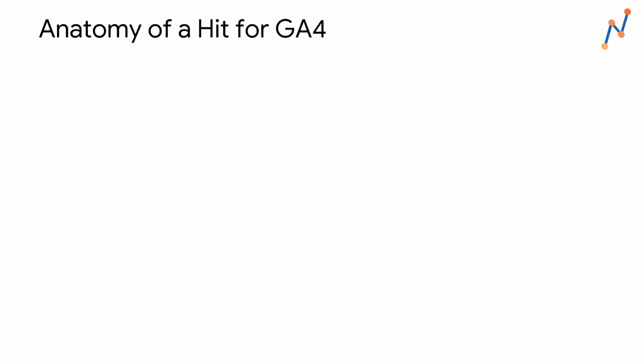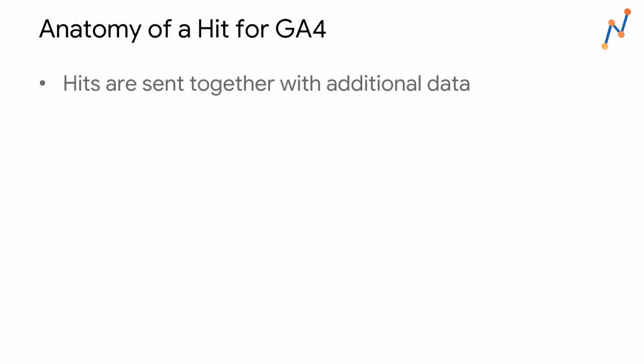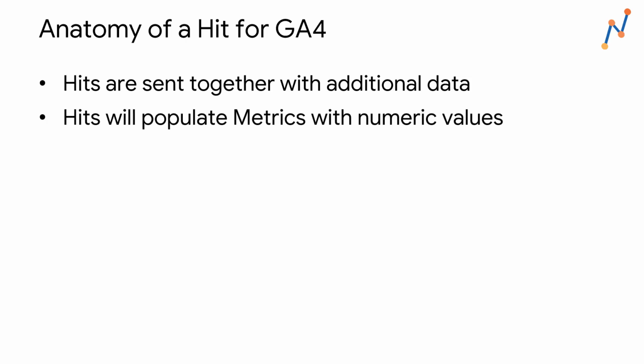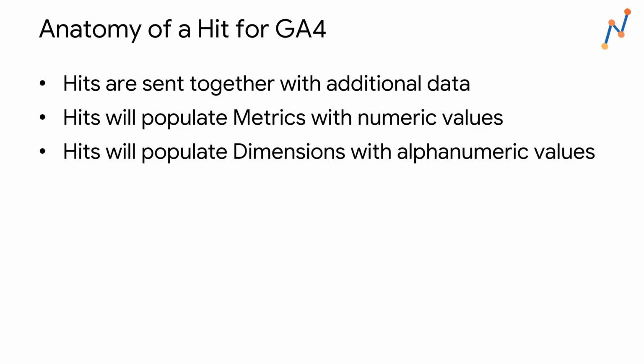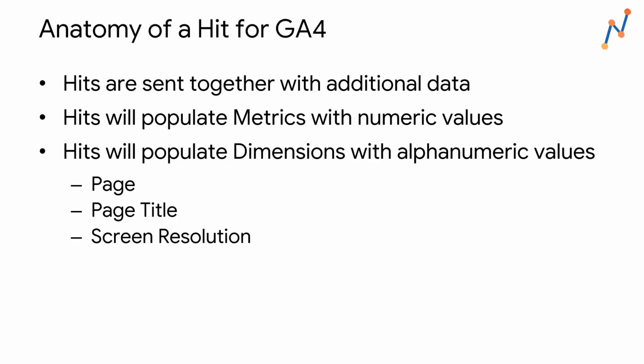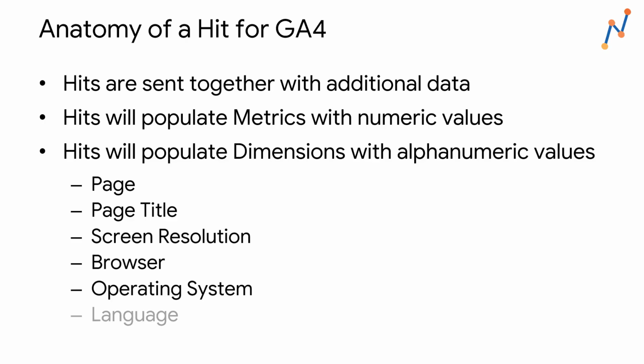So now you know that, like for Universal Analytics, also for GA4, hits are sent to the Google Analytics endpoint together with additional data. Hits will increment or calculate metrics or simply add numeric values from the parameters which have been transferred with the hit. So hits, again, will populate metrics with values. And also hits will store the alphanumeric values from the parameters of the hit in dimensions and therefore populate dimensions with values. The dimensions which will always be populated with the values by default are page, page title, screen colors, browser, operating system, and language.